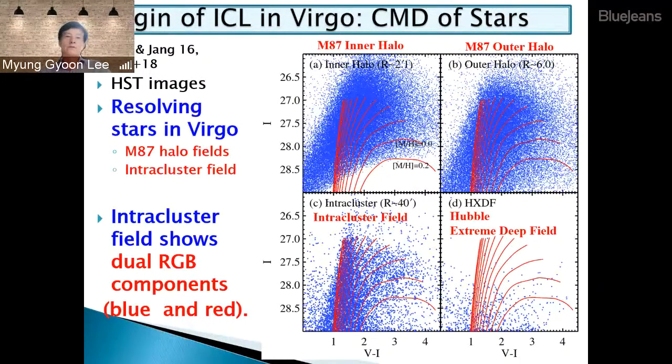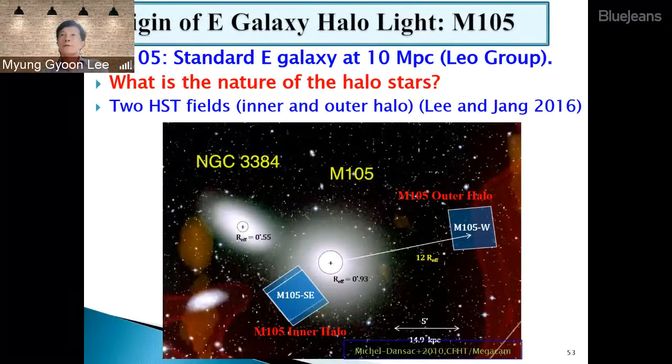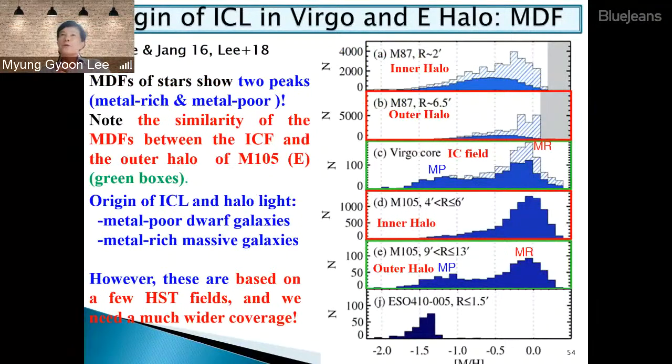And also, you can compare those with the typical elliptical galaxy M105. So 2 HST fields, one closer to M105 and one a little bit more distant. If you see their color distribution or metallicity distribution functions, they show two peaks, a metal poor peak and a metal rich peak. The MDF is very similar between the intracluster field and the outer field of elliptical galaxy M105, showing that the origin of this intracluster light and also halo light in elliptical galaxies are similar.